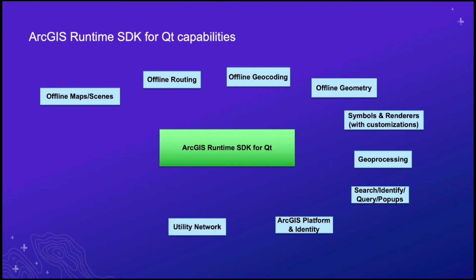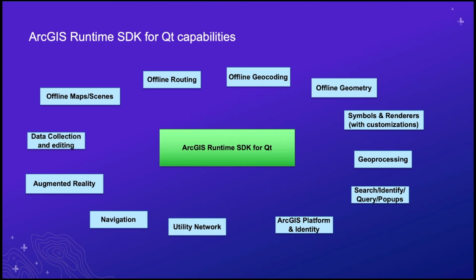We support the utility network. We support navigation to get turn-by-turn directions. We now support augmented reality, which is really cool. This means we have one, again, abstracted API that you code against, and you can get augmented reality experiences for both Android and iOS. And last but not least, we support data collection and editing workflows.